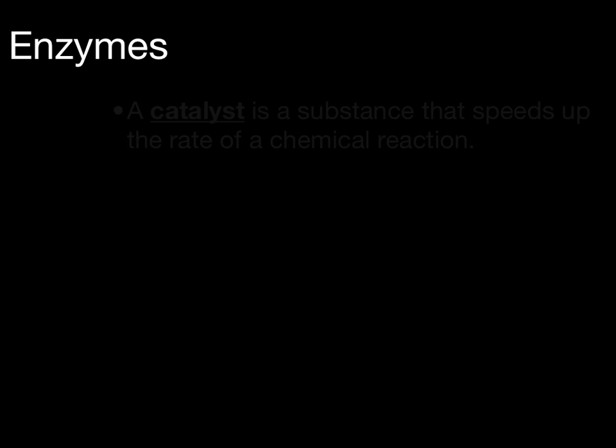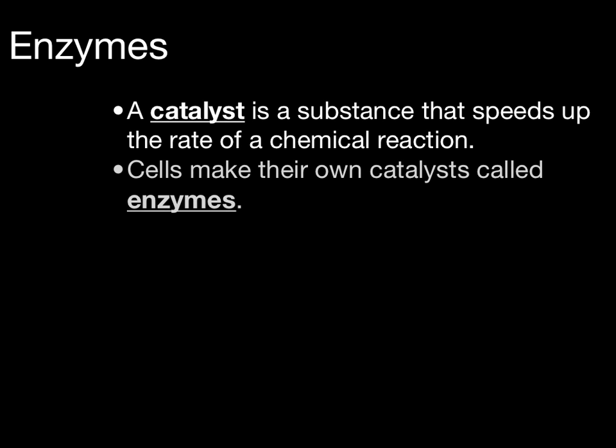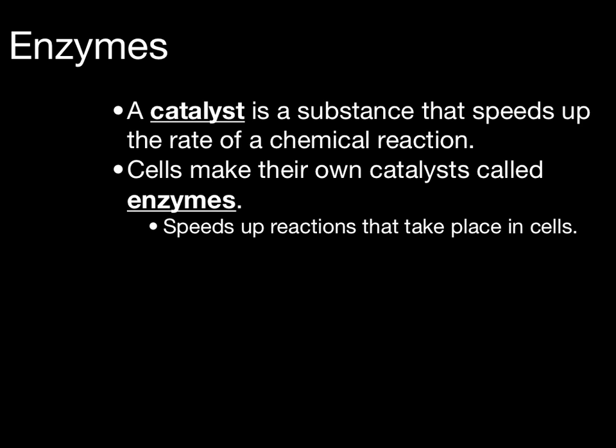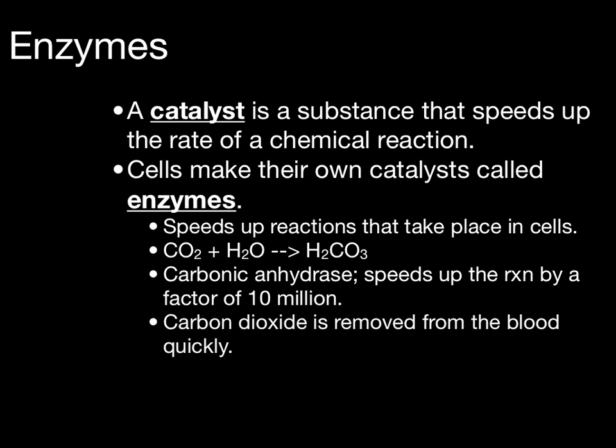Now, to help all of these chemical reactions, we have things that are called enzymes. Enzymes are catalysts, which are substances that speed up the rate of a chemical reaction. And by rate, we mean how fast the reaction is going. Now, cells and living organisms make their own catalysts called enzymes. All living organisms have them. You, me, dogs, cats, even plants have enzymes. These enzymes speed up the reactions that take place in cells.